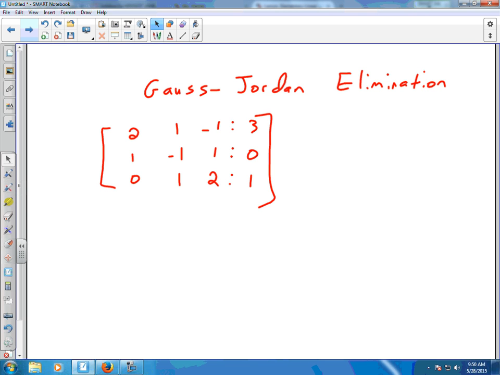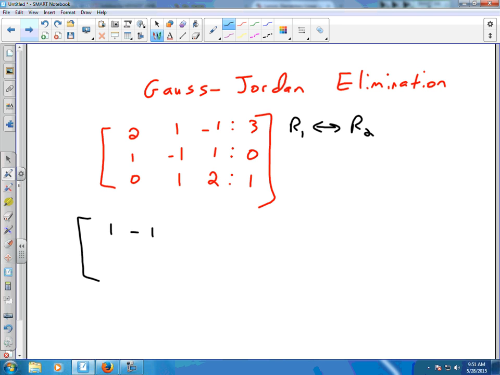So let's put this in reduced row echelon. So first of all, let's put it in row echelon. We want a 1 in the first pivot, so we could get it more than one way. But what would be the easiest way to get a 1 in the first pivot? Swap 1 and 2. So let's begin by swapping row 1 and row 2. So 1, negative 1, 1, 0 for the first row, 2, 1, negative 1, 3 for the second, 0, 1, 2, 1 for the third.